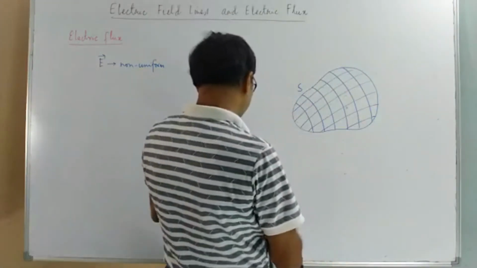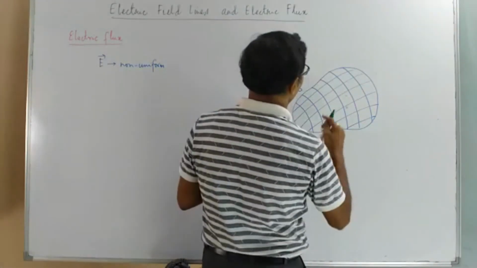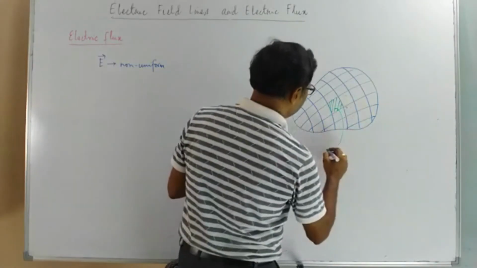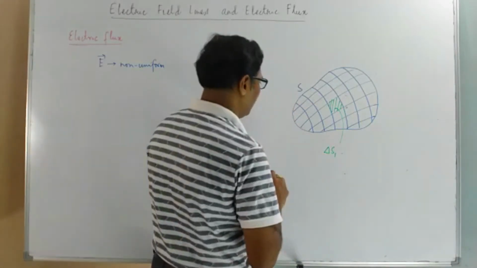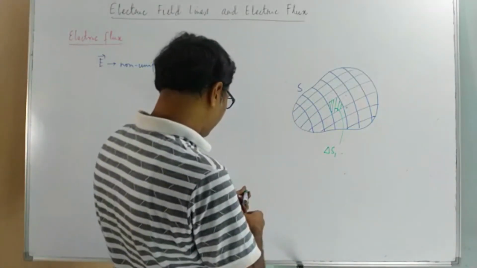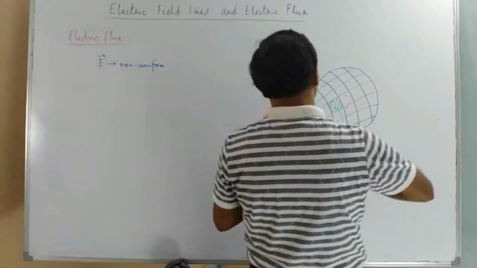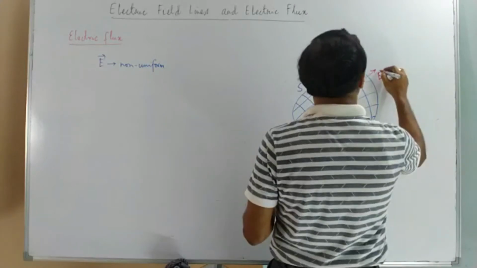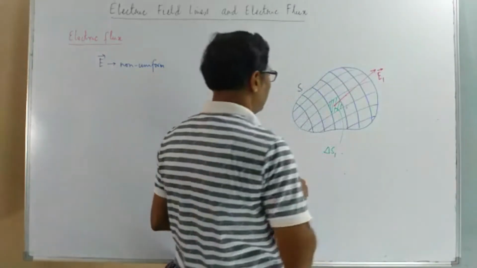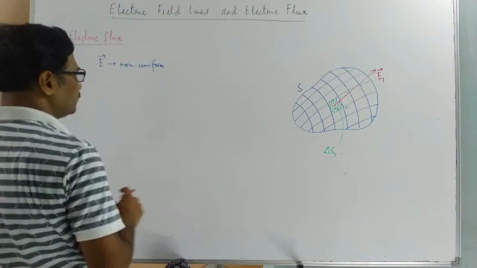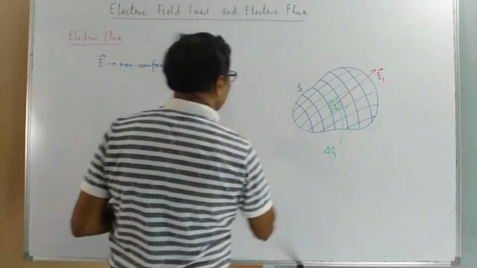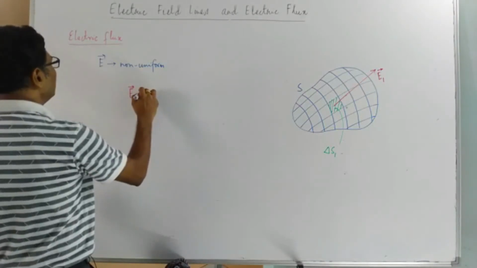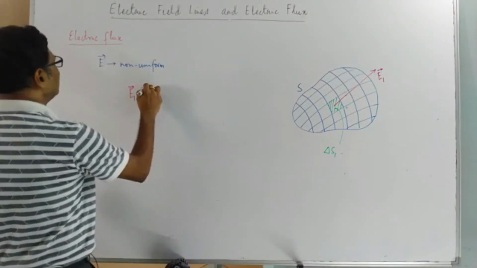Let us now represent this small area element as delta S1, and the electric field through this area element is E1. So for this small element, I should be writing it as E1 dot delta S1.